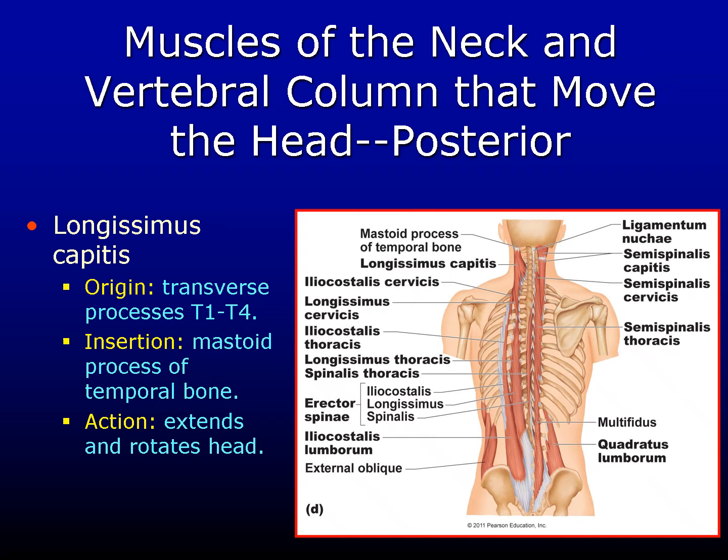The longissimus capitis is the superior part of a huge muscle mass called the erector spinae that parallels the longitudinal axis of the body on either side of the vertebral column. The origin of the longissimus capitis is from the transverse processes of T1 to T4, and the insertion is on the mastoid process of the temporal bone. When both sides contract together, the longissimus capitis extends the head. When one side contracts, the head is rotated so that the face is facing the same side as the contracting muscle.